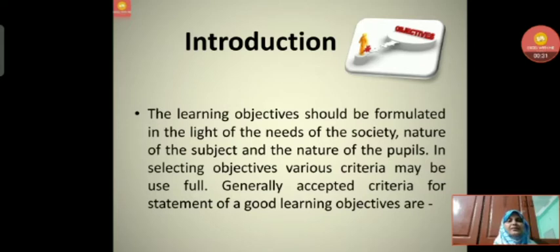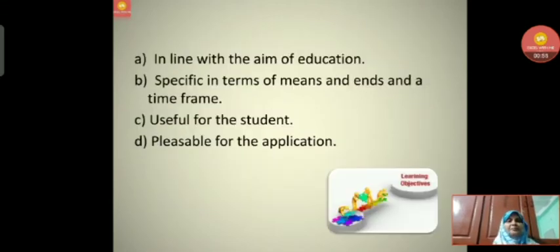So let's understand now: the learning objectives should be formulated in the light of the needs of the society, the nature of the subject and the nature of the pupils. In selecting objectives, various criteria may be useful. Generally accepted criteria for a statement of good learning objectives are: A. In line with the aim of education. The learning objectives should be in line with the aim of education. According to the education requirements, learning objectives should be formulated.